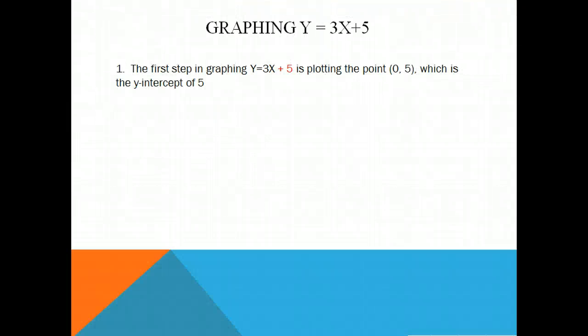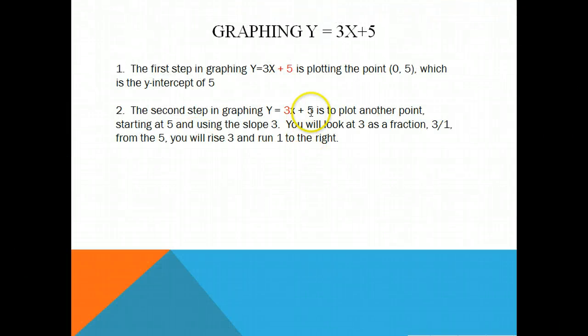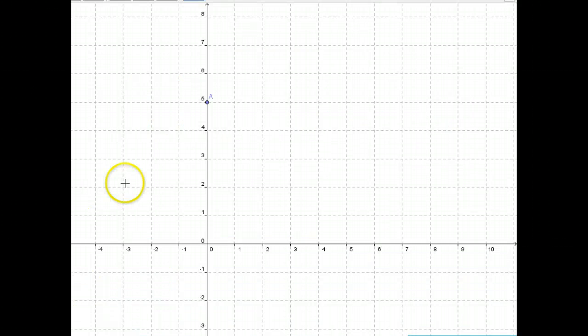The next thing we'll do is we will look at the coefficient of the x, and we look at this 3 as the fraction 3 over 1. The slope is rise over run, so we will rise 3, run 1. So from the 5, from the y-intercept, not from our origin, from the y-intercept we rise 3 and run 1.